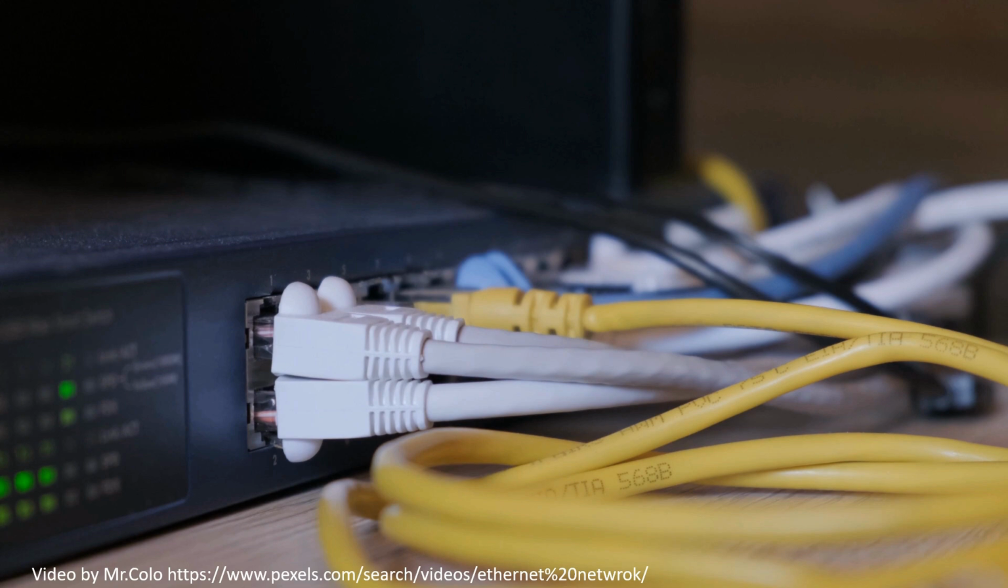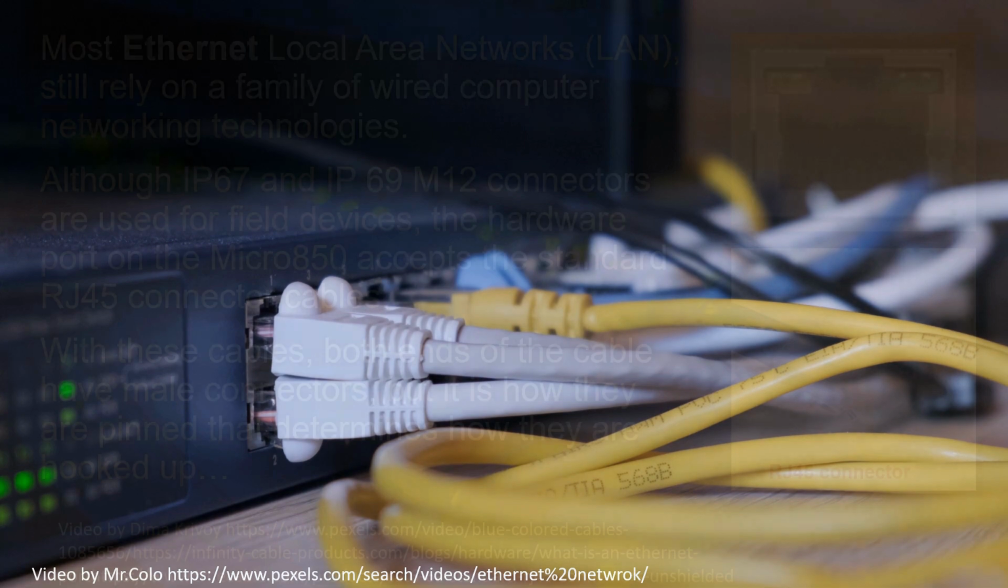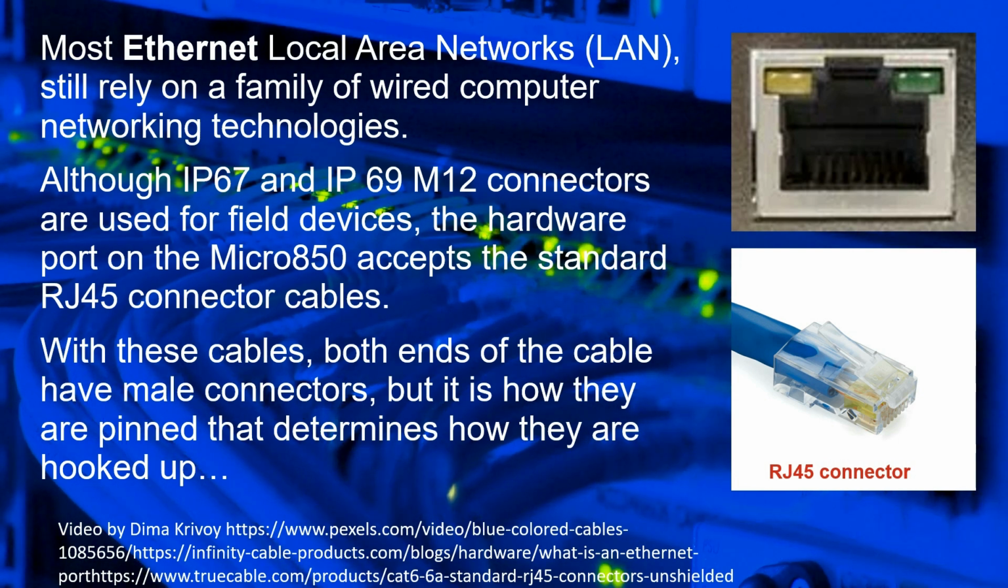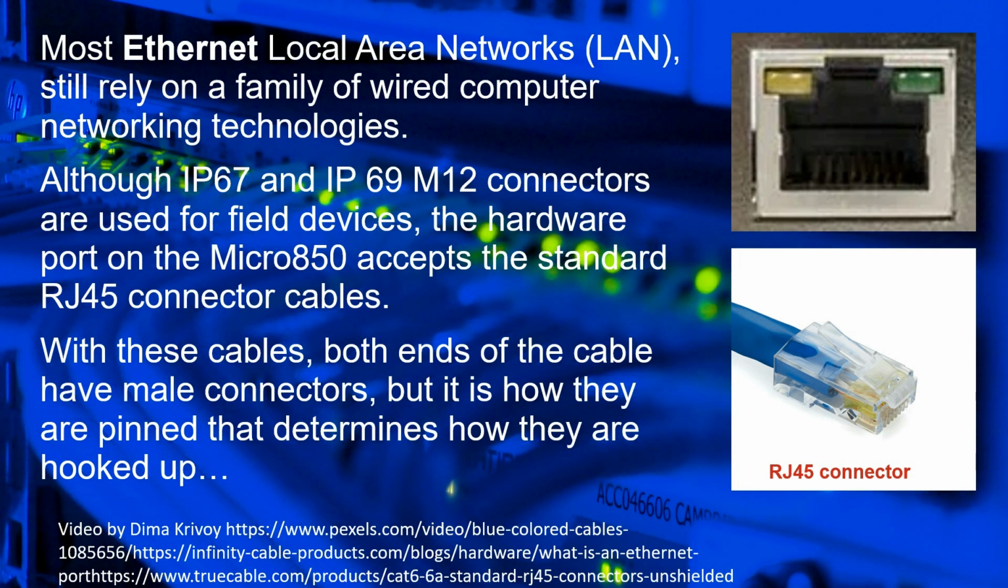That said, our first connection must be the Ethernet cable itself. Most Ethernet local area networks, or LANs, still rely on a family of wired computer networking technologies. Although IP67 and IP69 M12 connectors are used for field devices, the hardware port on the Micro 850 accepts the standard RJ45 connector cables. With these cables, both ends of the cable have male connectors, but it is how they are pinned that determines how they're hooked up.